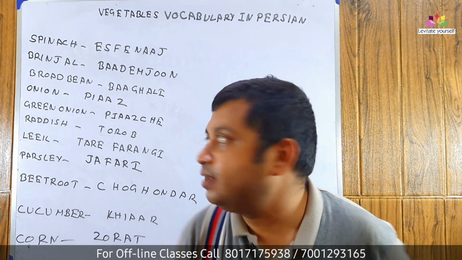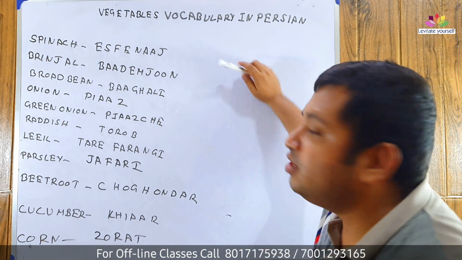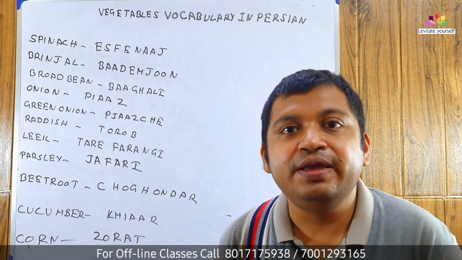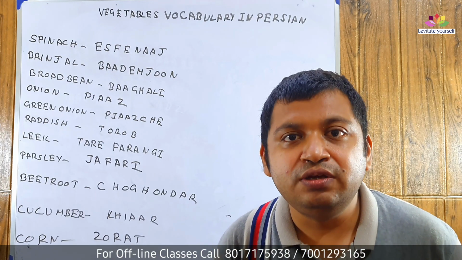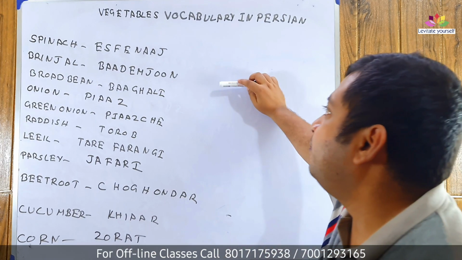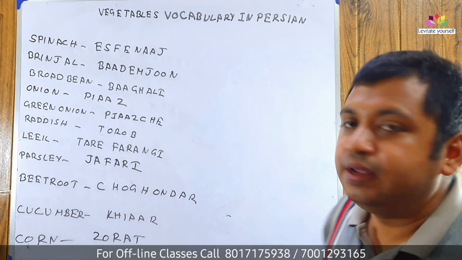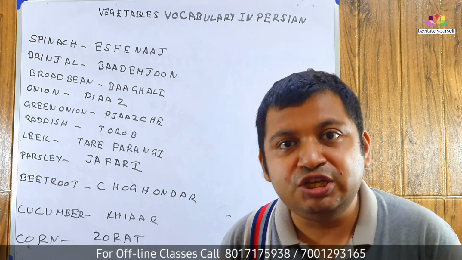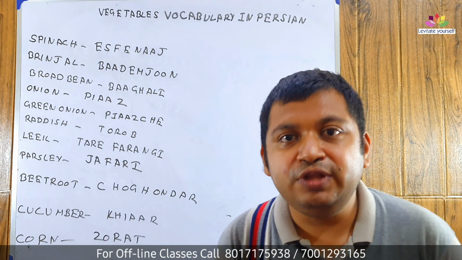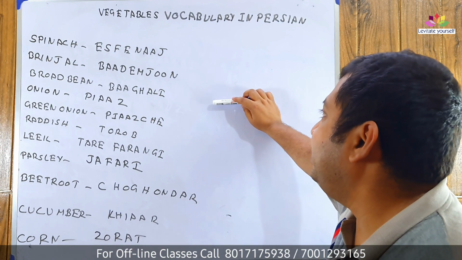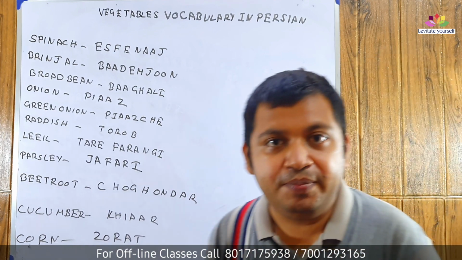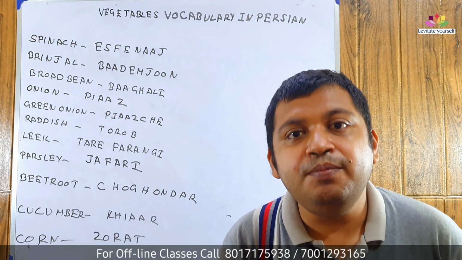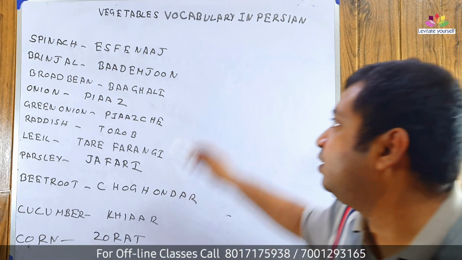Welcome to my class. Today we will learn vegetables vocabulary in Persian. So let's begin. Spinach, spinach. Let's pronounce it with me. Spinach, spinach. Move to the next word. Brinjal, badmejun. Let's pronounce it with me. Brinjal, badmejun. Move to the next word. Broad bean, bogoli. Let's pronounce it with me. Broad bean, bogoli. Move to the next word.